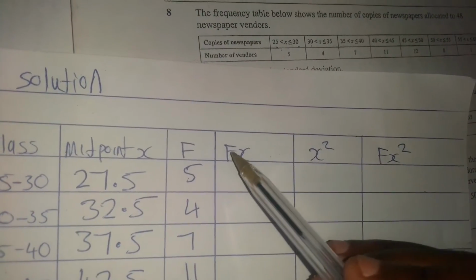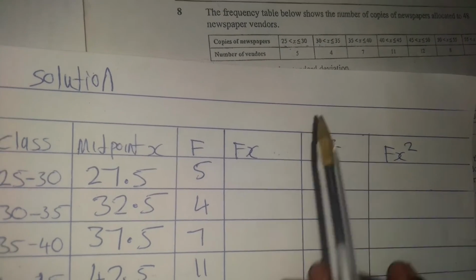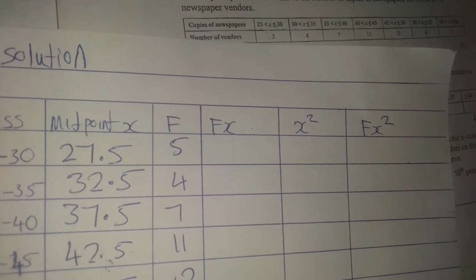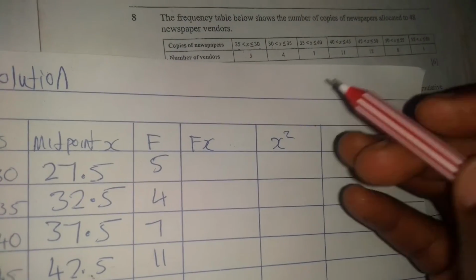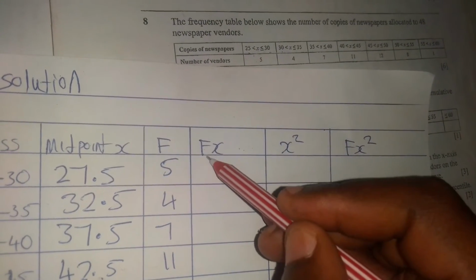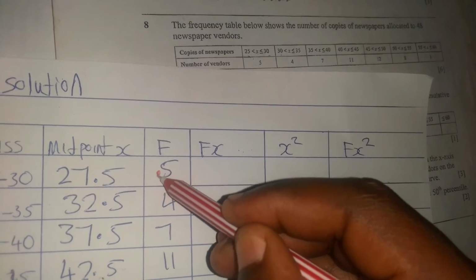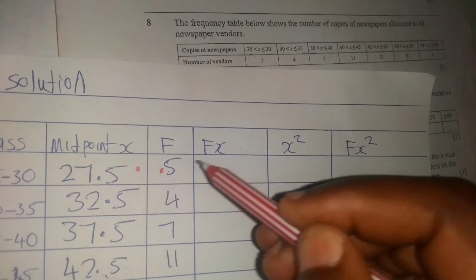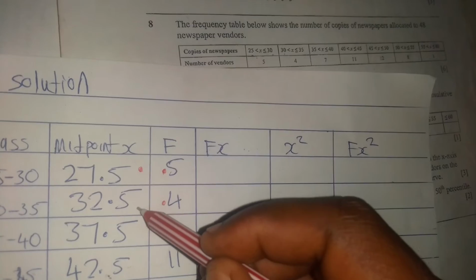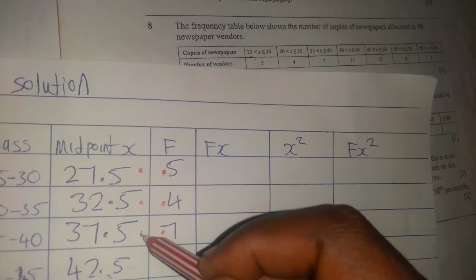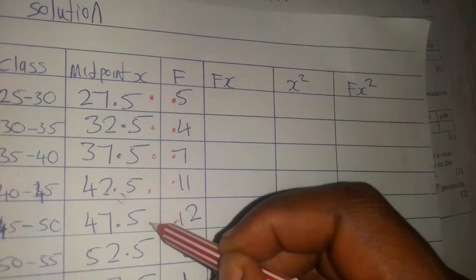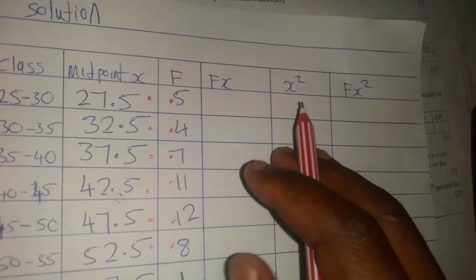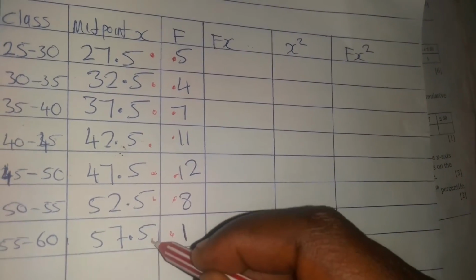After that, you can see they are saying fx. It means there is a trick which they are using when they say fx. You see here, this is f, then we have x. Then here you have 4 times this, 7 times this. Okay, where I'm putting the dots with red ink, so you just have to pay attention.